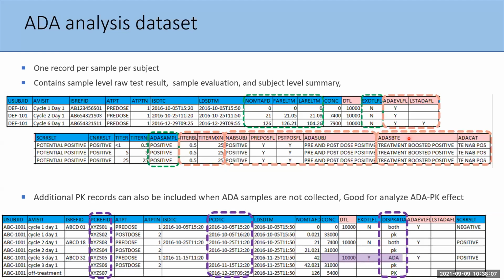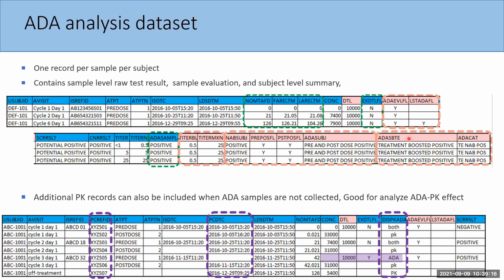This slide shows the analysis dataset in horizontal structure, one record per sample. Each raw assay test result, screening, confirmatory, and titer, is presented in variables SCR_RSLT, CNF_RSLT, and the titer. Sample level evaluation is presented in the variable ADA sample. Included in the pink dashed rectangle are the variables for subject level summary, like baseline titer, maximum titer for the subject, neutralizing ADA result at the subject level, binding ADA subject level result, and the combined ADA result at the subject level. The screenshot at the bottom shows an example where additional PK samples can be easily added in the horizontal structure dataset.